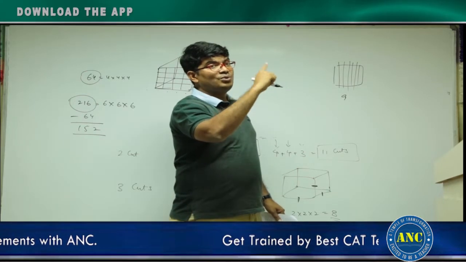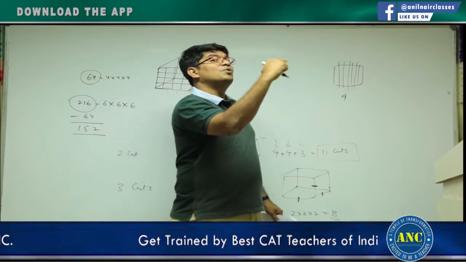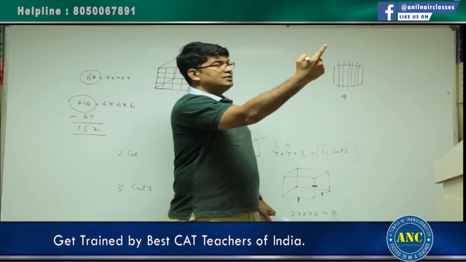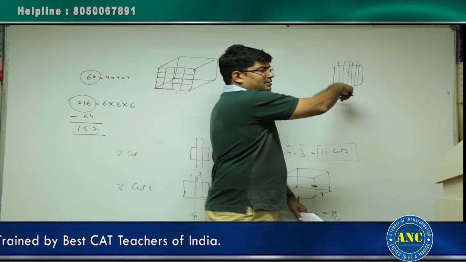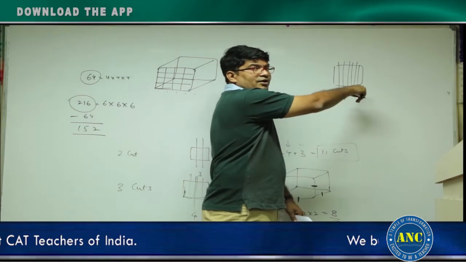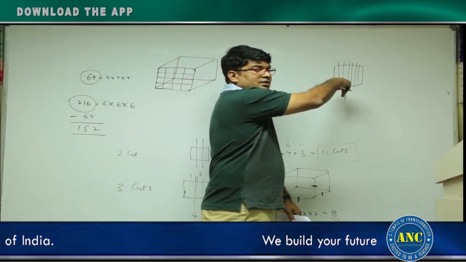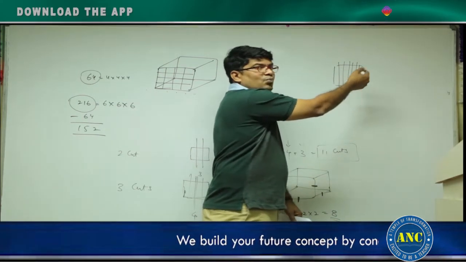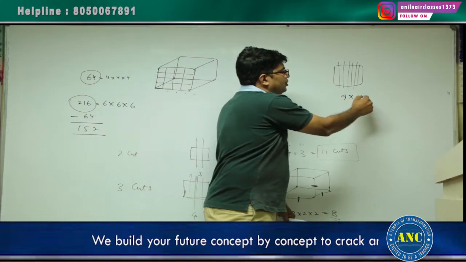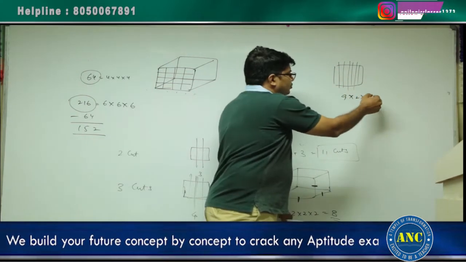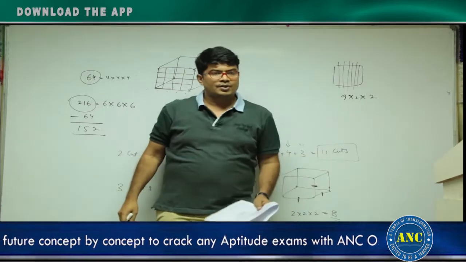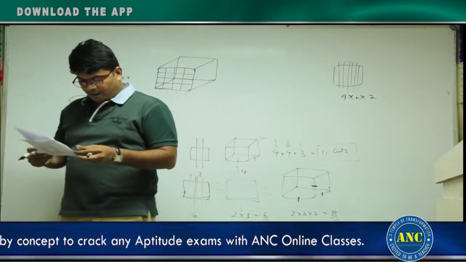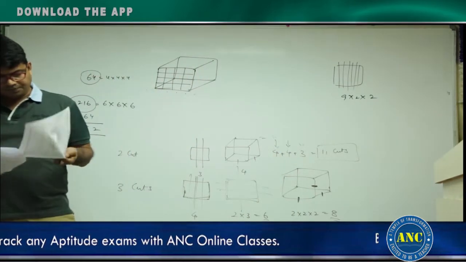Because of that 1 cut you will have 2 pieces. Because of the other cut you will have 2 pieces. So let's assume you are dividing the length with 8 cuts, so 9 pieces. Breadth 1 cut, so into 2. Height 1 cut, so into 2. Are you okay? Yeah.